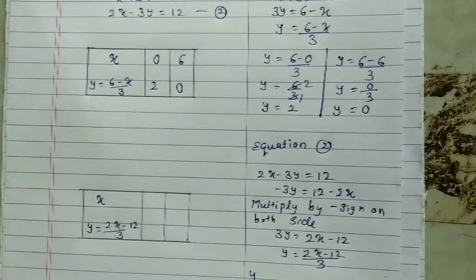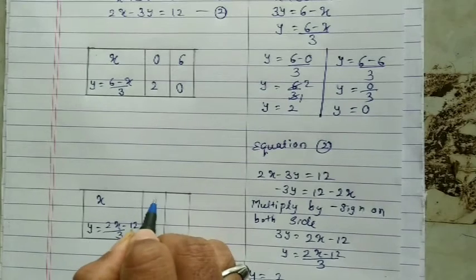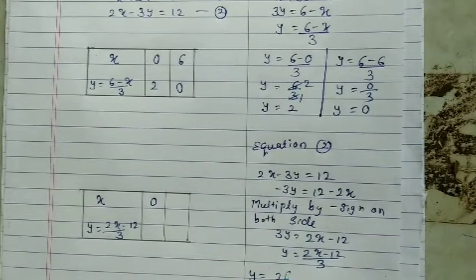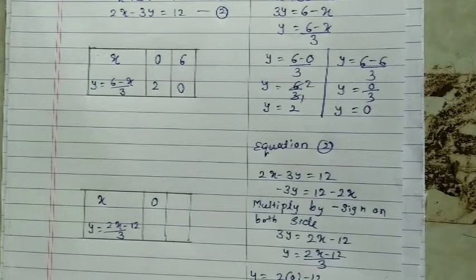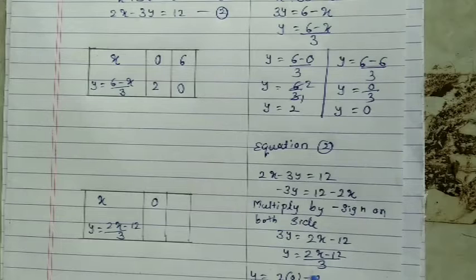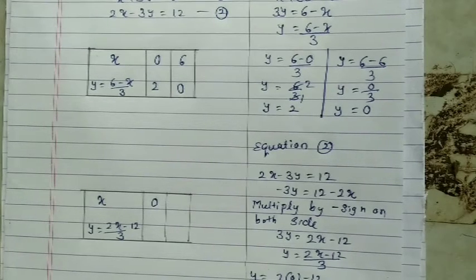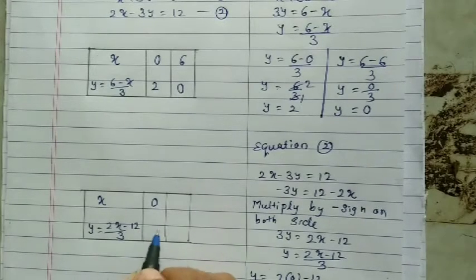Now again we are going to find the value of y by putting the value of x. So here put x = 0. In this equation, 2 into 0 minus 12 upon 3. What you'll get? 2 into 0 is 0, minus 12 upon 3. Whenever you are writing the values, if there is a negative sign, you have to take that as it is. 3 ones are 3, 3 fours are 12. So with this minus, it is minus 4. So the value of y will be minus 4 when we put x as 0.